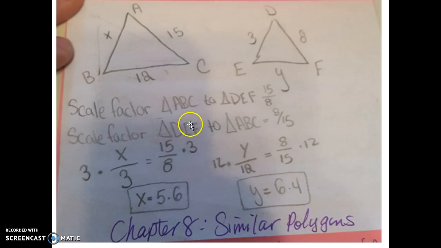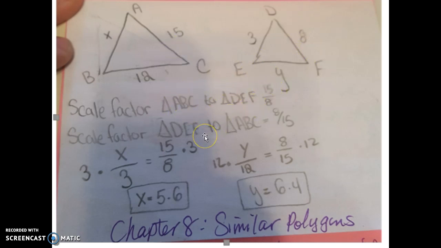So we have to find the scale factor. Since it says ABC, that has to go on the top. And so it's either the 5 or the 12. Well, the 12 is in the same place as Y, so that doesn't work for scale factor. So the scale factor has to be 15 over 8. And again, because ABC is on top, or comes first, it has to be on the top.